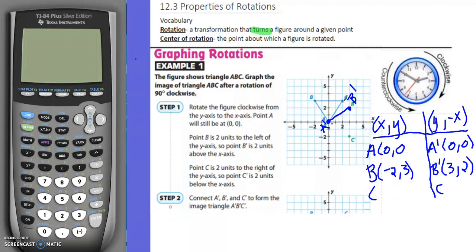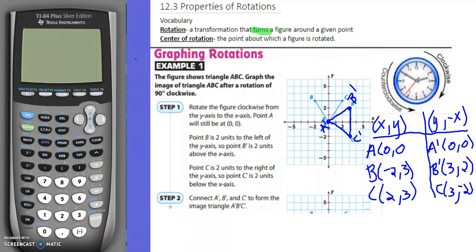Okay, last ordered pair is C. C is at 2, 3. So we're going to put y first, 3, the opposite of x, which is -2. So we go 1, 2, 3, 1, 2. C prime. Connect the dots. We have rotated this image 90 degrees clockwise. So you can do it either geometrically by just rotating it, or you can do it mathematically like this.